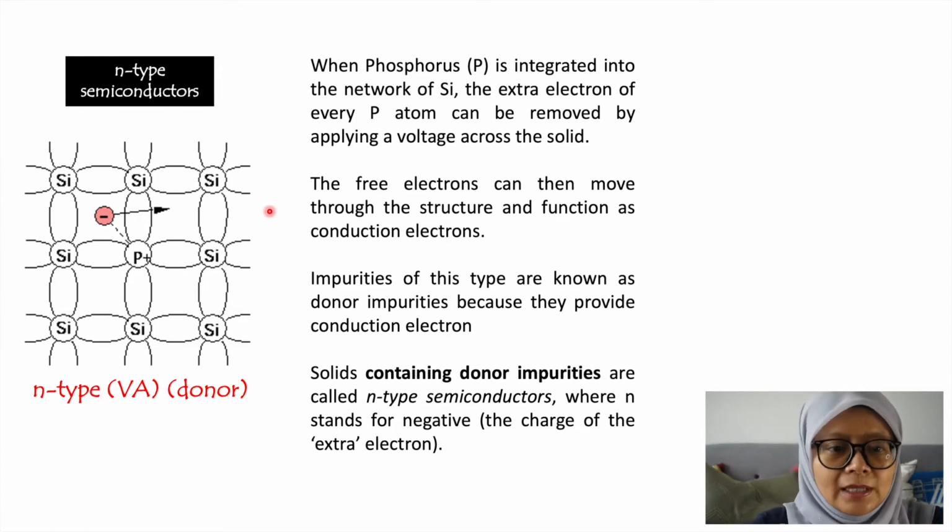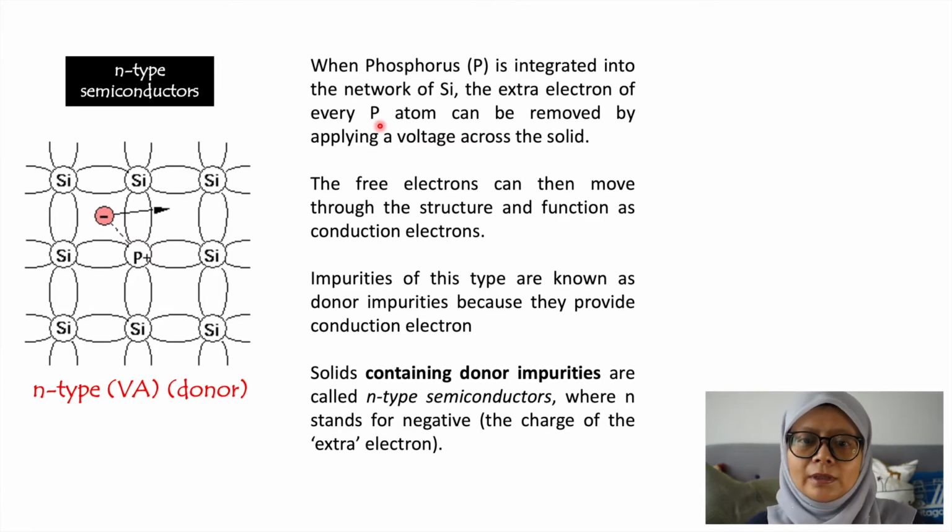So this is where we have silicon. This is silicon doped with phosphorus. This is one of the impurities. We add the impurity of phosphorus, and what happens here? There will be an extra electron, an extra electron for every phosphorus atom. So this extra electron can be removed by applying a voltage across the solid.